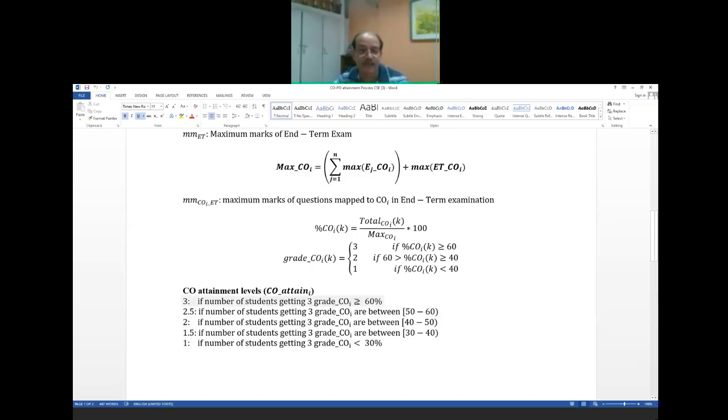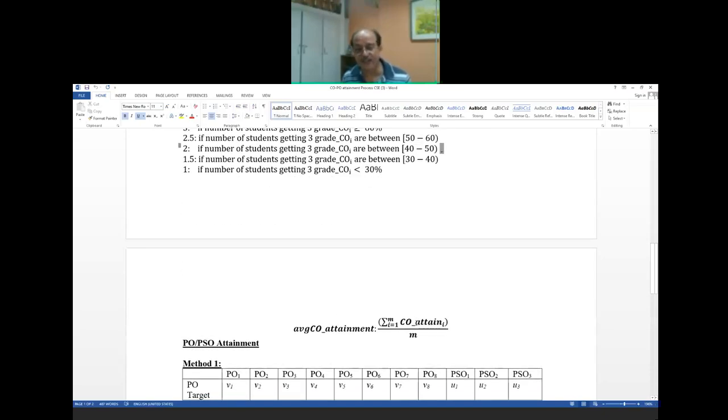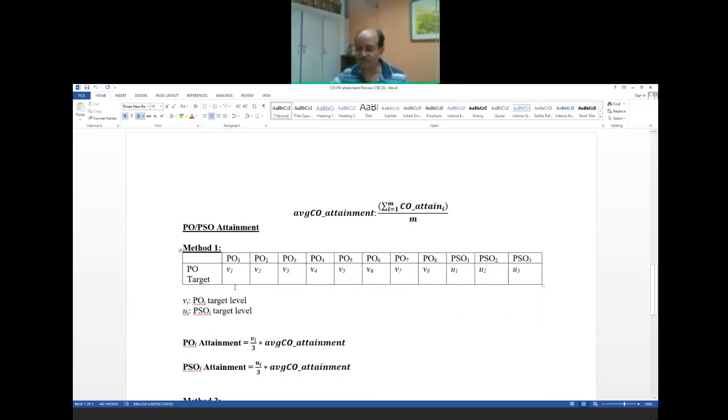This is what we got, CO attainment levels I define. We define in terms of 3, 2.5, 2, 1.5, and 1. If the number of students getting grade 3, CO greater than 60, that means for each of the CO components, if the marks are more than 60, he will be getting that particular value in that particular attainment. 2.5 is between 50 and 60. If a 2, between 40 and 50, that means corresponding to each of the, let's say CO1, we try to map how much marks he has scored in that, and corresponding to that we try to grade them.